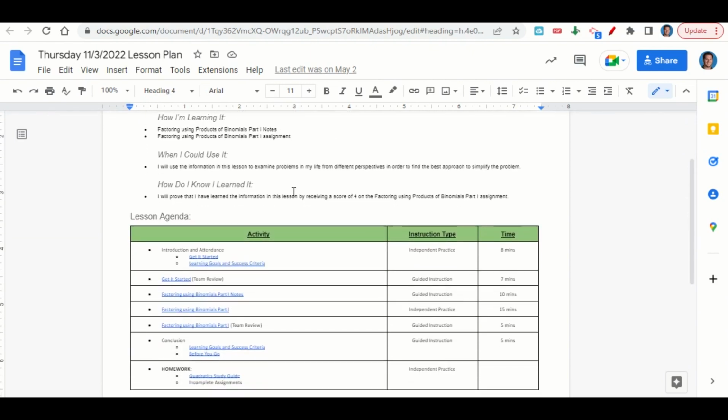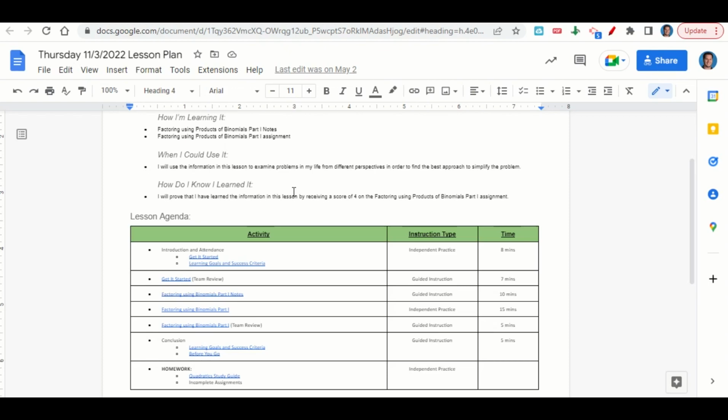Now let's take a look at our agenda for today. We will begin by going over the learning goals and success criteria. While we do that, you'll fill out your Get It Started. Once you've completed it, we'll go over it together and answer any questions that you may have. After that, we'll go over the Factoring Using Binomials Part 1 notes, and then I'll give you time to complete the Factoring Using Binomials Part 1 assignment. Once you've completed the assignment, we'll go over it together and answer any questions that you may have.